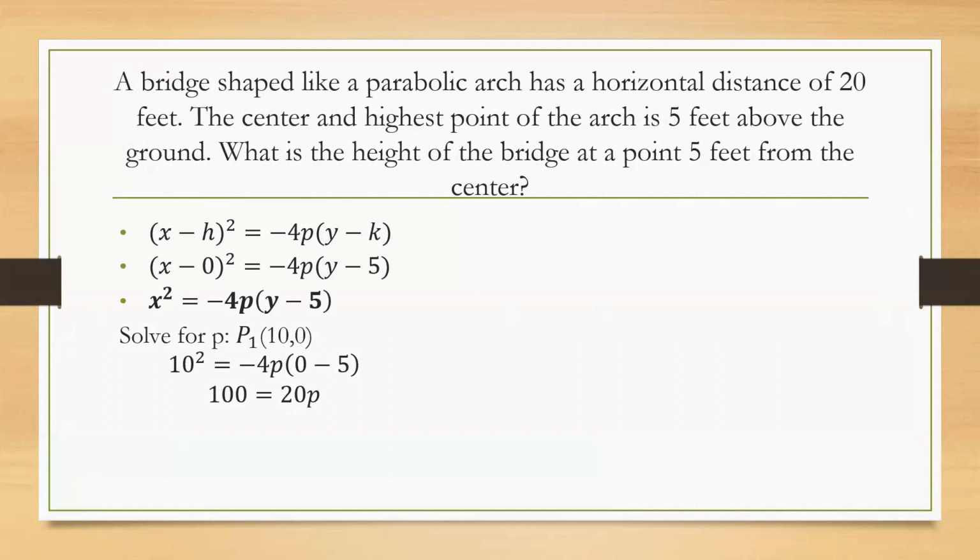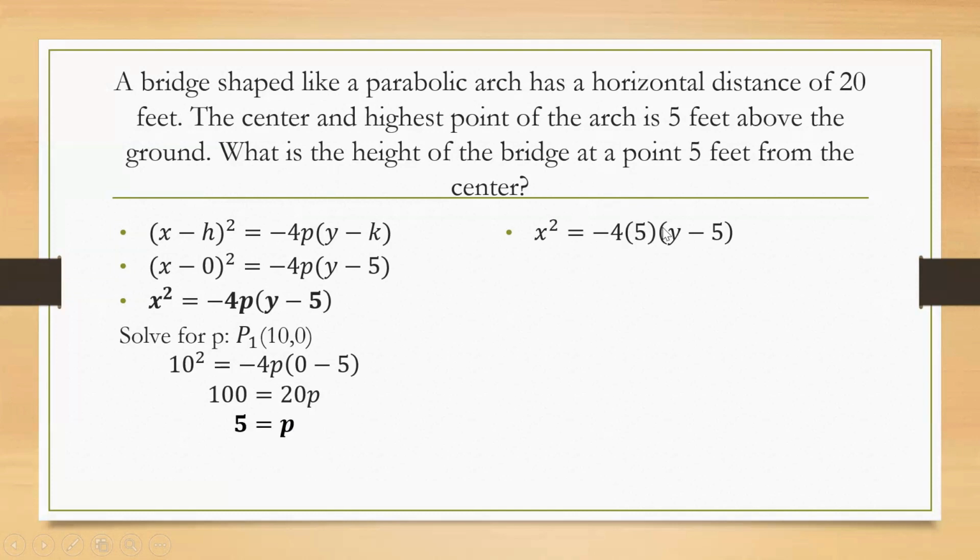After that, we compute. So 10 squared, that's 100. -4 times -5, because 0 minus 5 is just -5. So we multiply that to -4 to get positive 20p. So after that, we divide 100 by 20 to isolate P. Then we get P equals 5. Now we have our P.